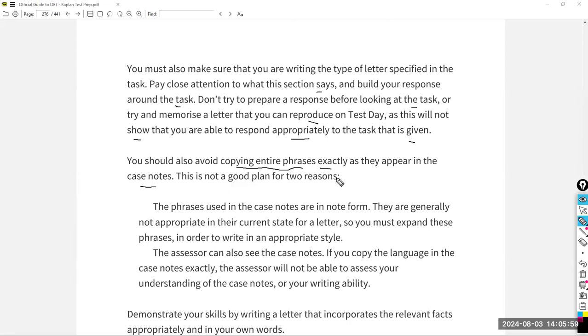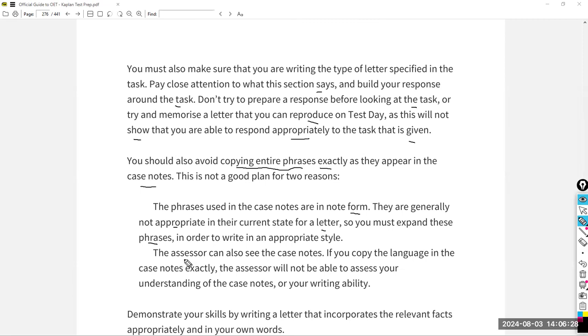This is not a good plan for two reasons. One, the phrases used in the case notes are in note form. They are generally not appropriate in the current state for a letter. So you must expand these phrases by writing them in complete sentences. And as I told you, you have to vary the sentences, not use the simple sentence all the time, in order to write in an appropriate style.